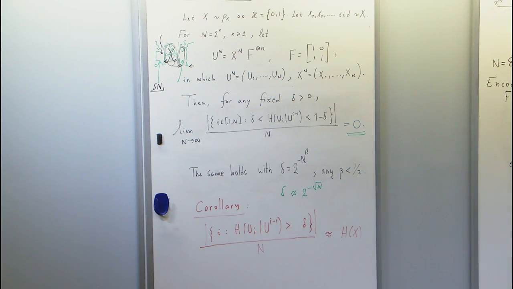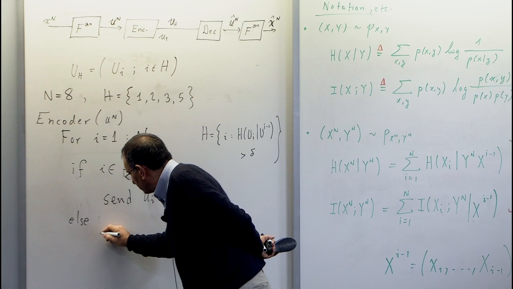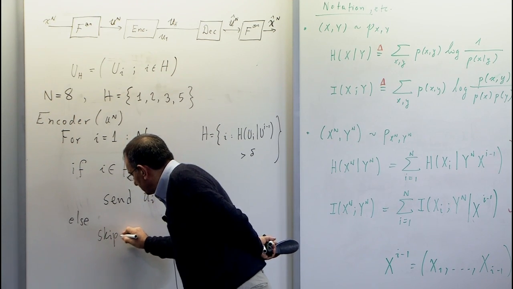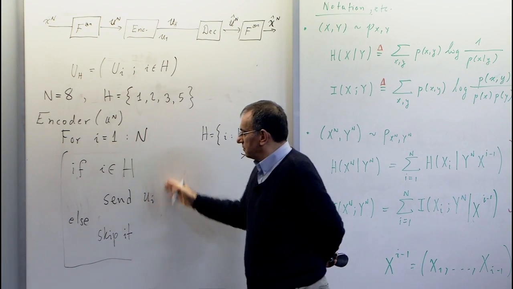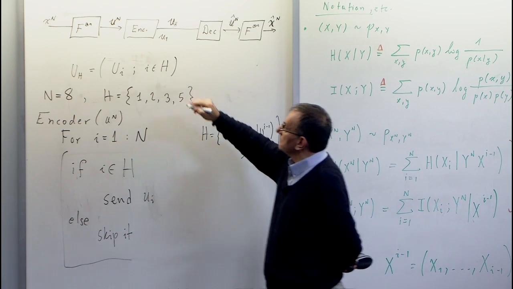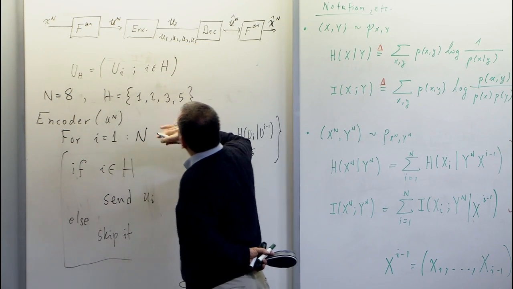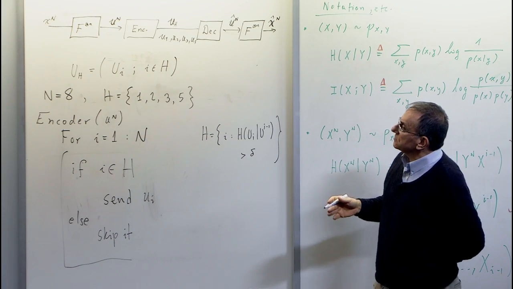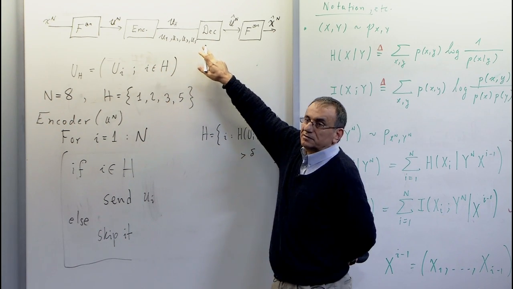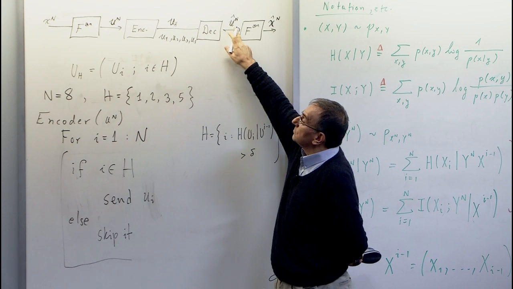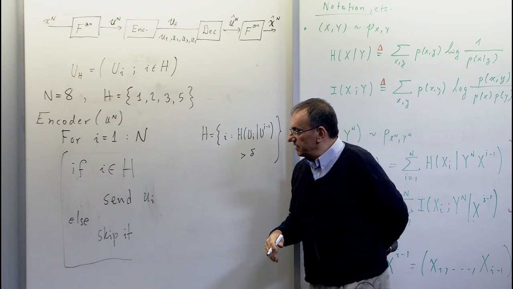So for any high entropy coordinate, we will send it as it is. Else, we will skip it, and then we will continue. This is the loop. In this case, what I would be sending out would be u1, u2, u3, and u5. That's all. So I'm sending 4 coordinates of the computed u vector. And now it's the decoder's task to estimate the entire vector, the missing coordinates of the u vector. Will it be able to do so?